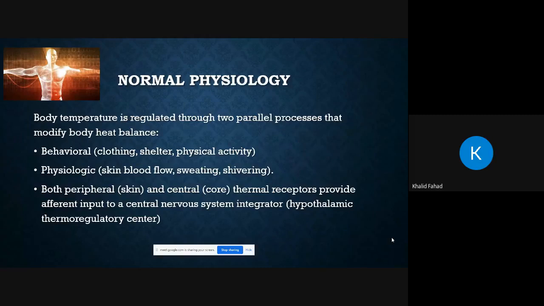Some notes about the normal physiology of fever. Indeed, body temperature is regulated through two parallel processes that modify body heat balance. So this is a normal state. First of all, behavioral, for example, clothing and physical activity will raise the body temperature. And physiological, the state of skin blood flow, sweating and shivering. And the third part, both peripheral and central thermal receptors. So we have both peripheral and central receptors in the skin and in the hypothalamus. They will provide the afferent input to the central nervous system integrator, the hypothalamic thermoregulatory center. So we have two important concepts in the regulation of body temperature, the behavioral and the physiological, and the interaction between the two will modify the temperature of the body.